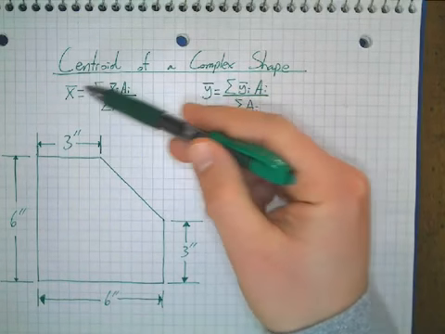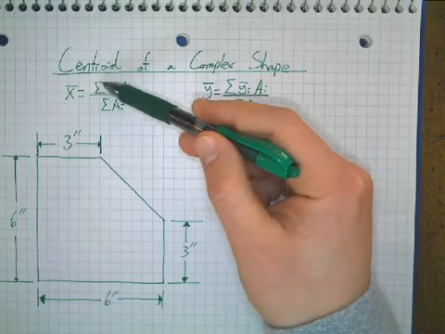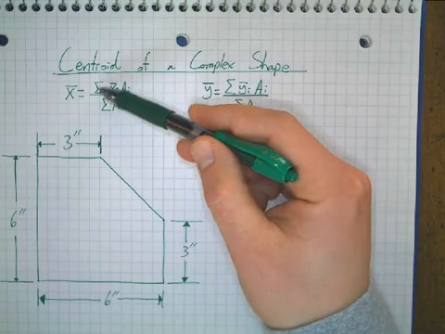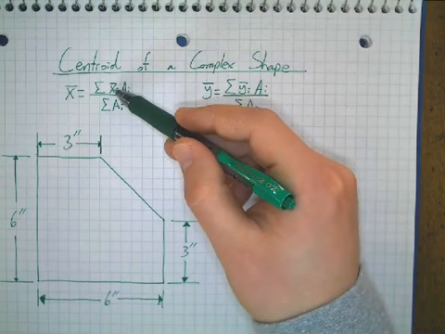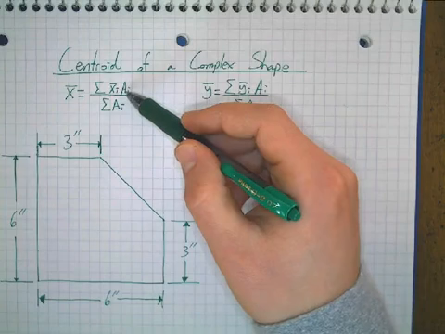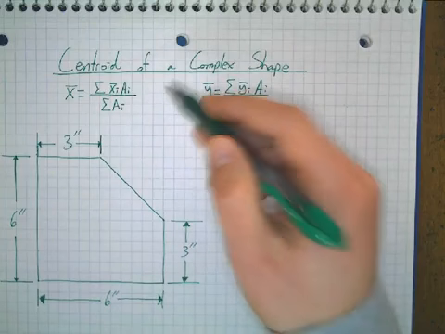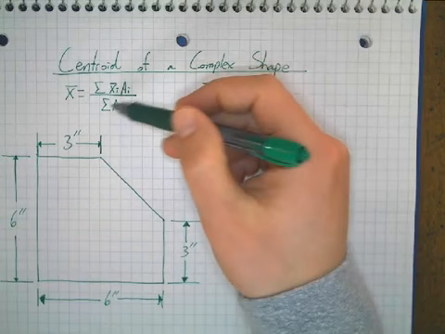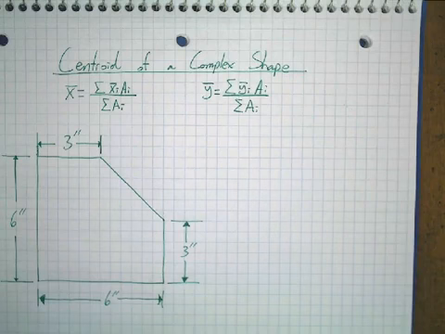X bar is equal to the sum. This sigma symbol here, in math, stands for the sum. So we're adding together our individual shape's x bar times our individual shape's area, and we multiply those, and then we add it to the next shape, and then the following shape, and then we divide that by the sum of all of the areas of our shapes. And we do the same thing for y and for our y bar location.